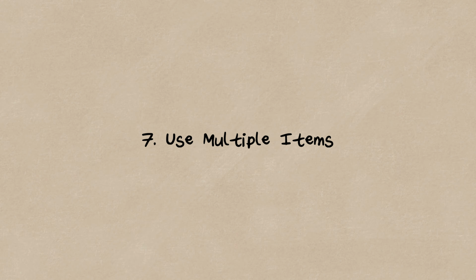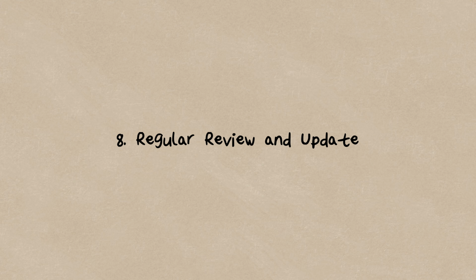Number 7, use multiple items. For complex constructs, you can use multiple items to measure the same concept. This approach, which is known as internal consistency, helps ensure that the responses are reliable. You can then use statistical measures like Cronbach's alpha to assess the reliability of the scale. That's something for a much more advanced course, but it's something you can think about as you build your survey skills.